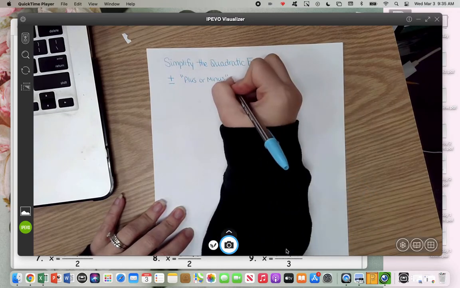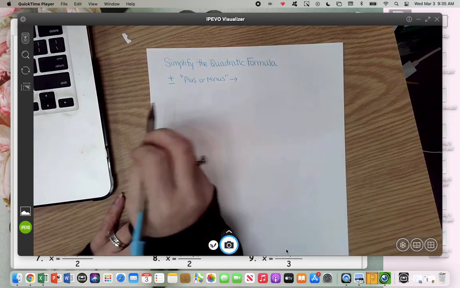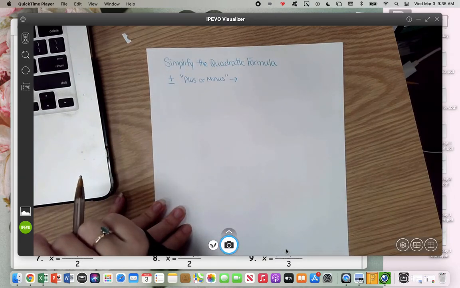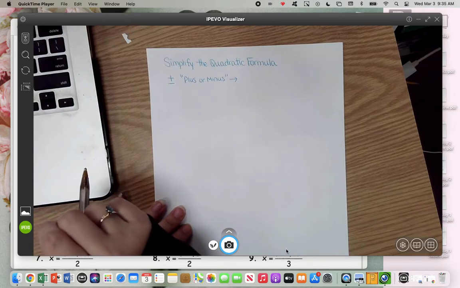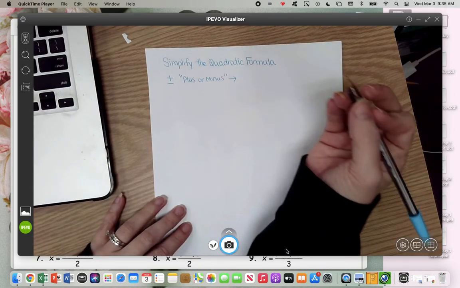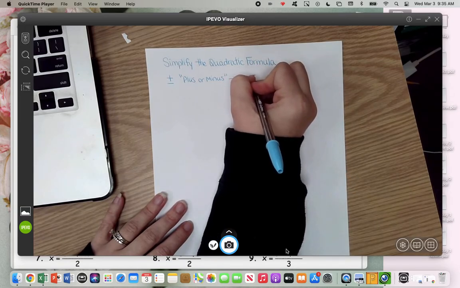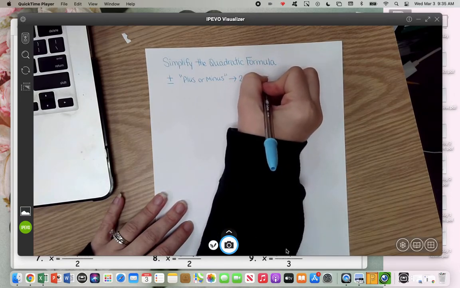minus. And the reason why we do this, what you're being told to do is you are being told to do the work once with an addition sign to get an answer, and once with a subtraction sign to get an answer. And the plus or minus results in two answers or two solutions.